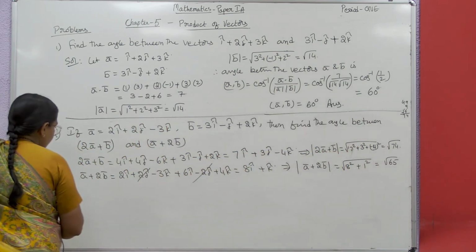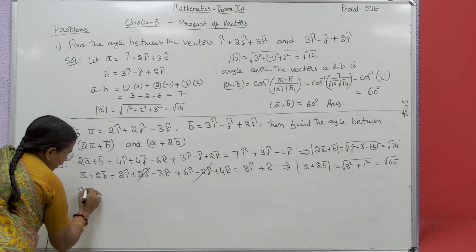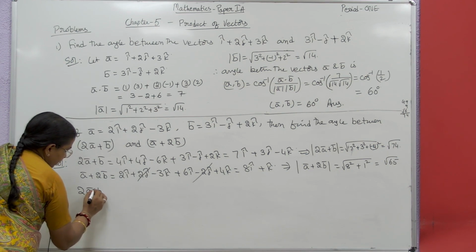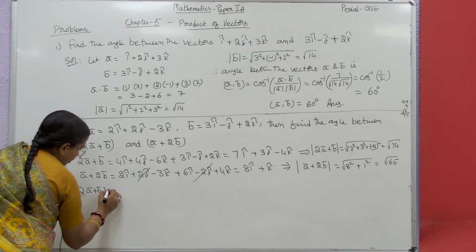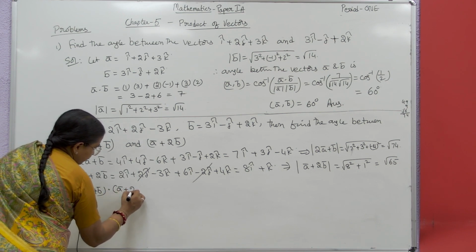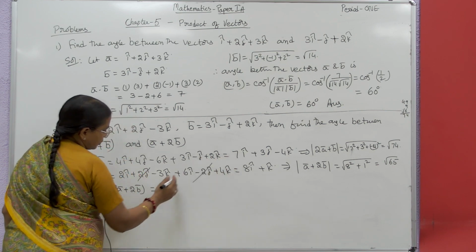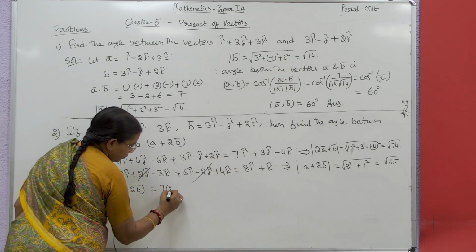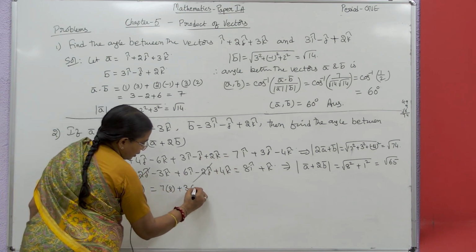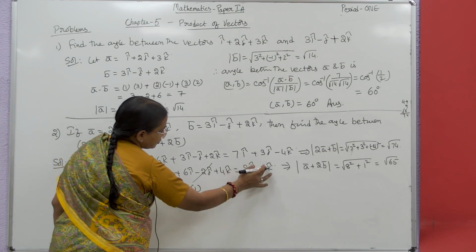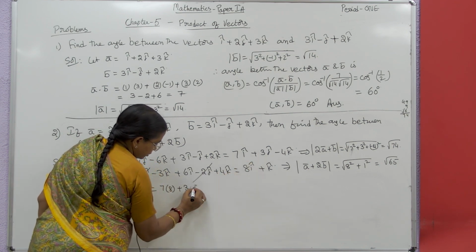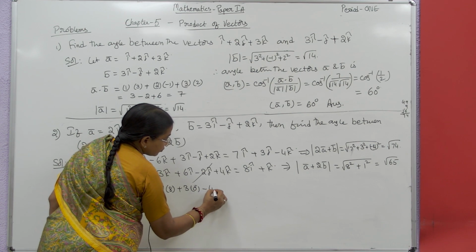Now find 2A plus B dot A plus 2B. Because in the formula we need this. So take the dot product. 7 into 8 plus 3 into 1. So 3 into 0. J is not there. So minus 4 into 1.